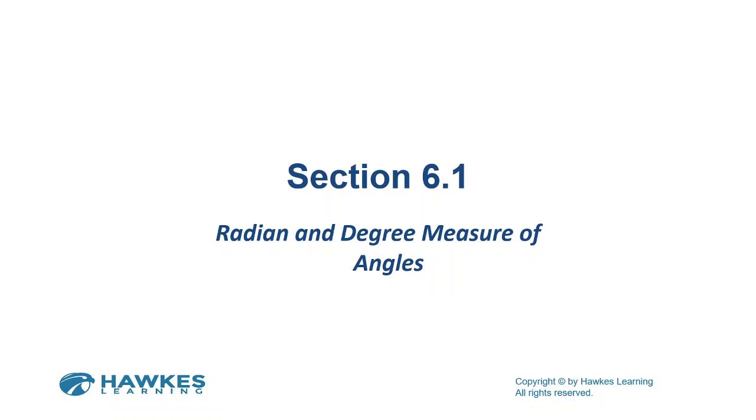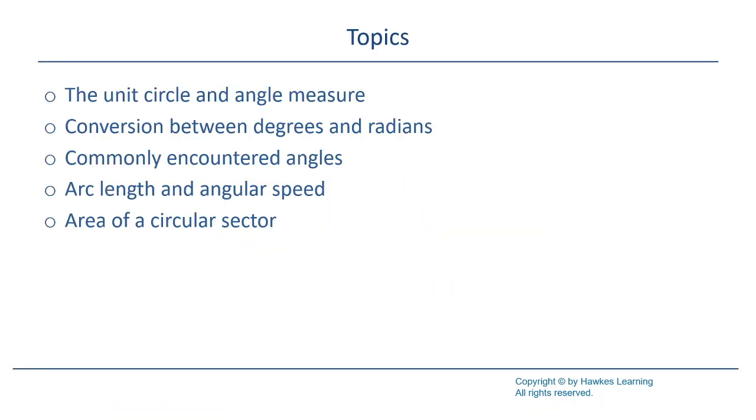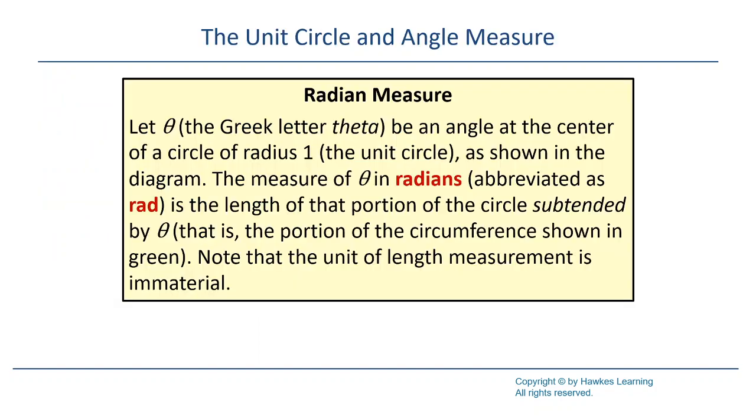So, today we're going to start with, before we even really get into trig functions, we're just going to get into actually looking at degrees and angles and what we are going to be dealing with. So we'll start with the unit circle, conversion between degrees and radians, which is very important, and I'll bring up why that's important in a bit. Then the commonly encountered angles, arc length and angular speed, which are nice applications, and then the area of a circular sector.